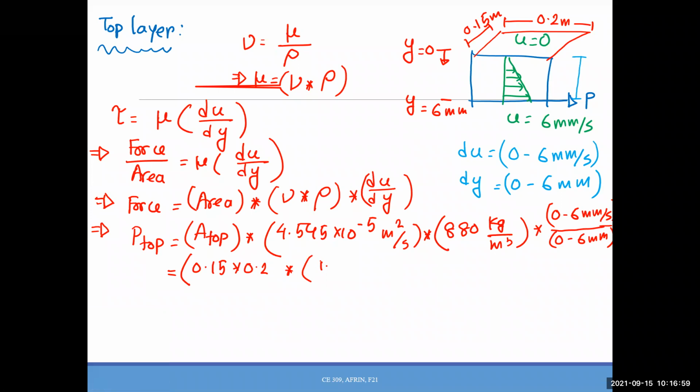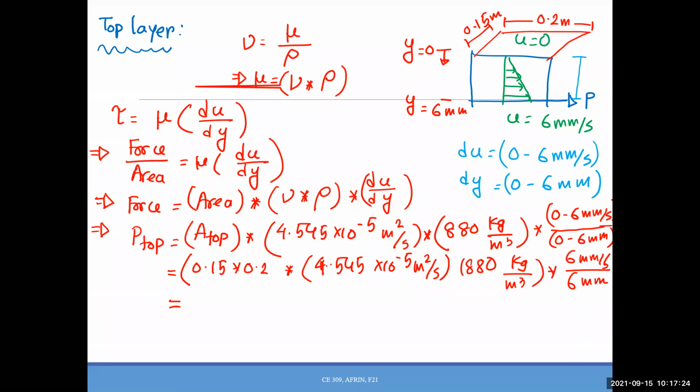Okay, now it's 4.545 times 10 to the power 5 meters square per second, 880 kg per meter cube. And here it's 6 millimeter per second and 6 millimeter. Okay, so what will be the answer here? While you are working with the number, I will write down the unit here so that we can see what will be the final unit.